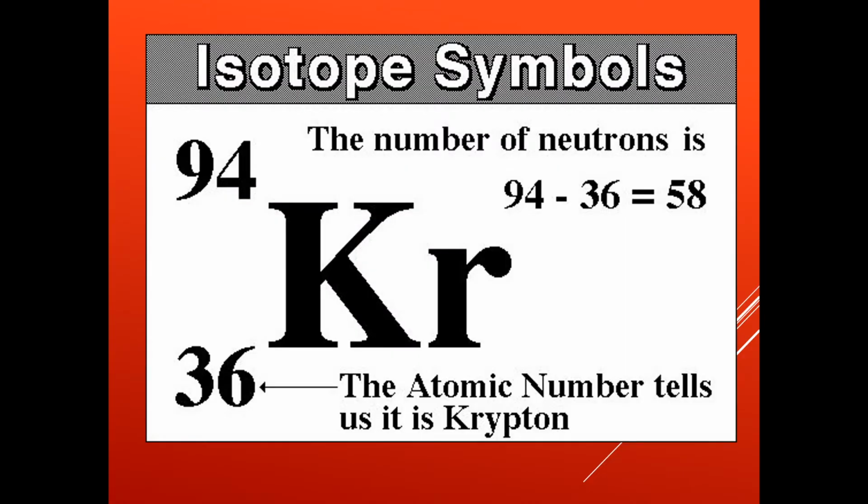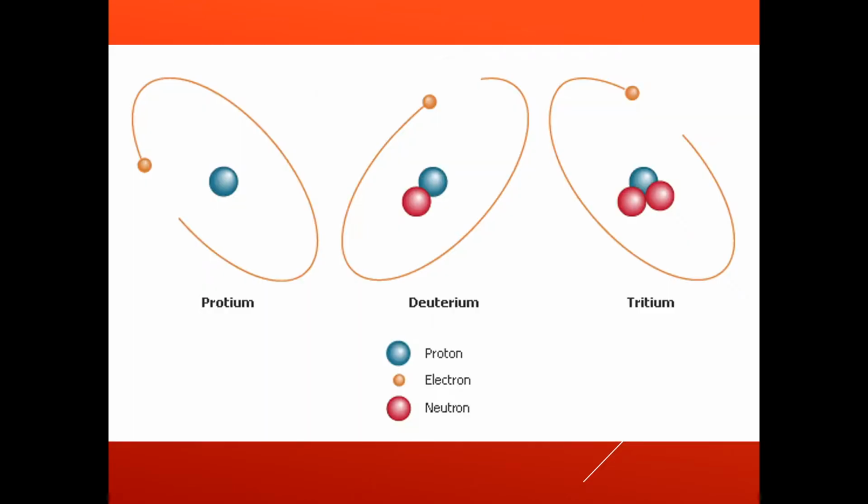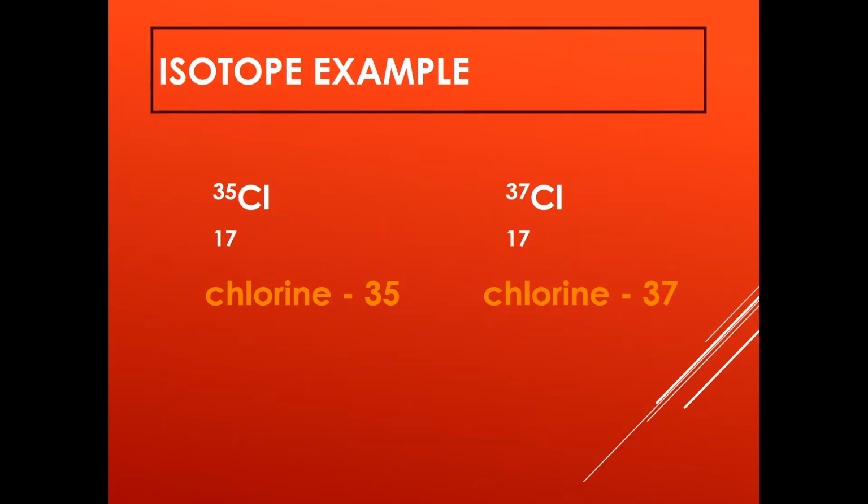So we have this notation to write isotopes. We also have another notation, the hyphen name notation. So let's look at chlorine, which has a mass number of 35 and an atomic number of 17. And we have chlorine-37 that has a mass number of 37 and an atomic number of 17. So the symbol notation is up above, and the hyphen notation is down below. The hyphen notation is just the name of the element, hyphen, and the mass number.